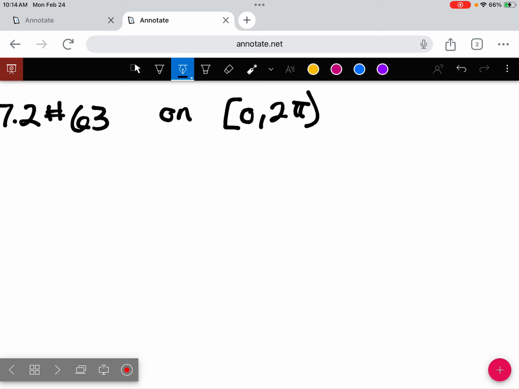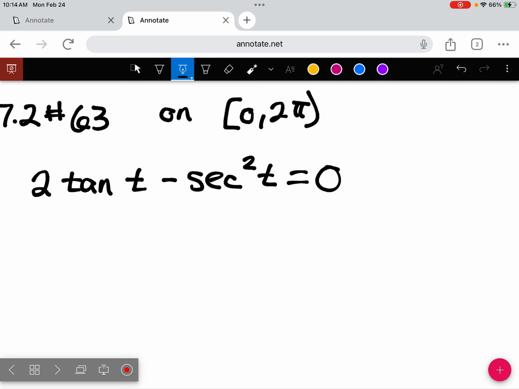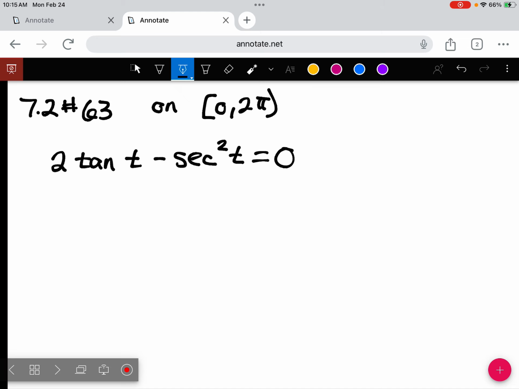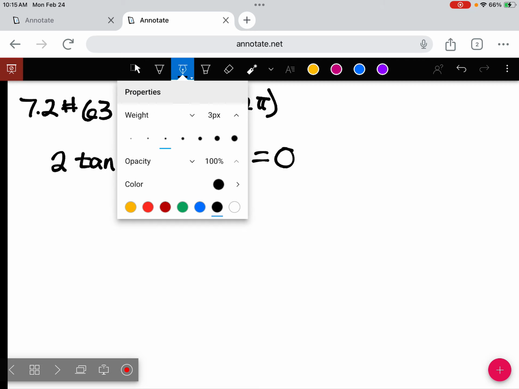Okay. That's our 2 tangent of t minus secant squared t equals 0. So it's that one, right? That's the one we meant, right? Yeah. Okay, cool. What do we notice? Secant squared.